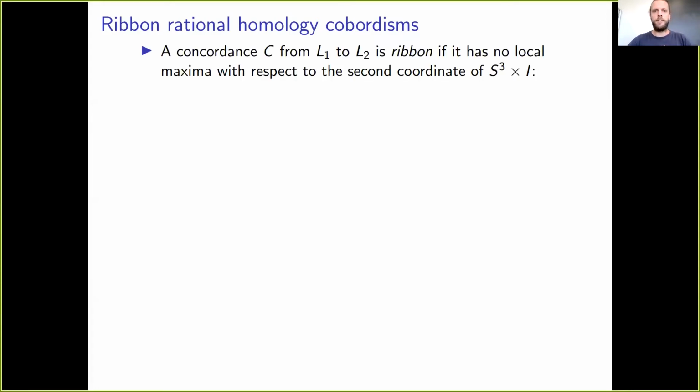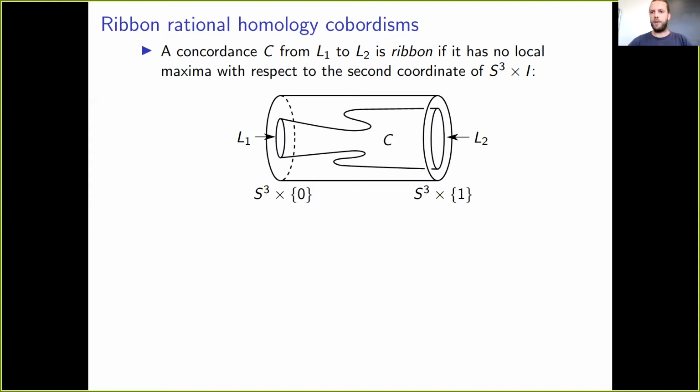Now, I'm going to shift focus a little bit more towards my work. What I was looking at were more special concordances, which are ribbon concordances. We say that a concordance C from a link L1 to another link L2 is ribbon if it has no local maxima with respect to the second coordinate of S3 cross an interval. Schematically, here we see a concordance C properly embedded in S3 cross an interval.